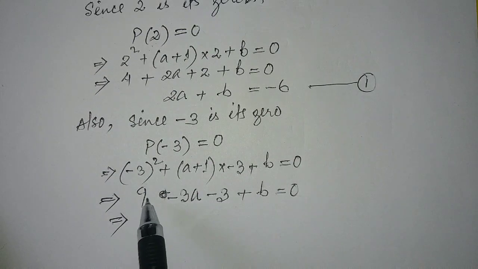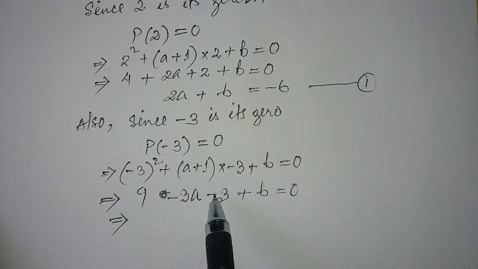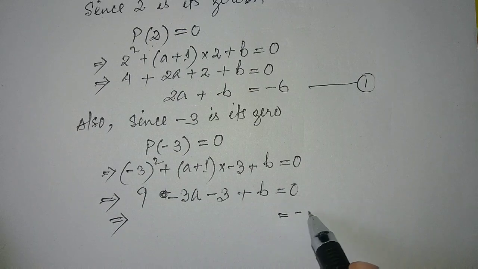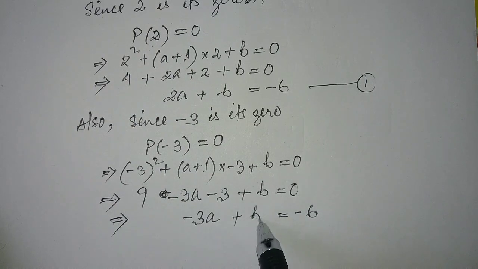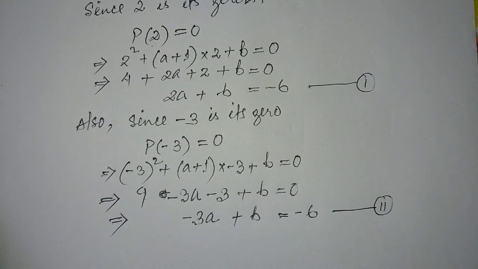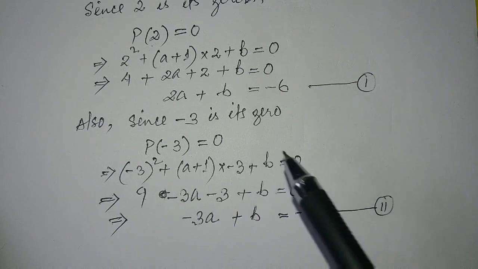Now here 9 minus 3 is 6, so we get plus 6 here. So again we transpose to the right hand side, so it becomes minus 6. So the terms left behind on the left hand side is minus 3a plus b. Now let's call this equation 2. Now to get the values of a and b, we can use any of the methods here, but in this case the simplest will be we'll just subtract these two equations.